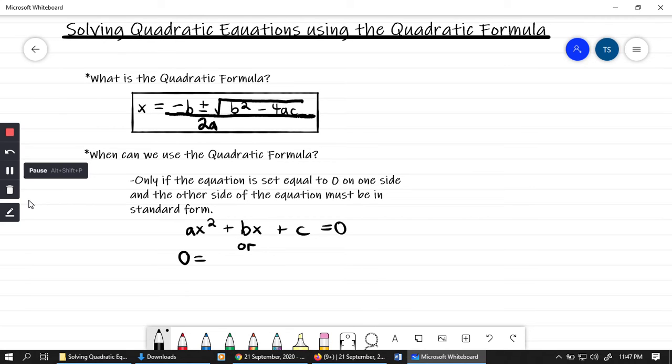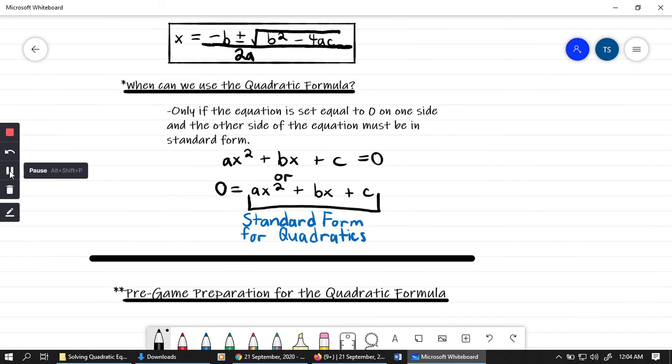Does it matter whether 0 is on the right side or the left side? Not at all. As long as one side of the equation is equal to 0, and you got all 3 terms on the other side in standard form. Remember, standard form for a polynomial is where the exponents for the variable are ordered from the highest to the lowest. So the order should be x squared, x to the first power, and then just your constant term. So again, that is when we can use the quadratic formula.